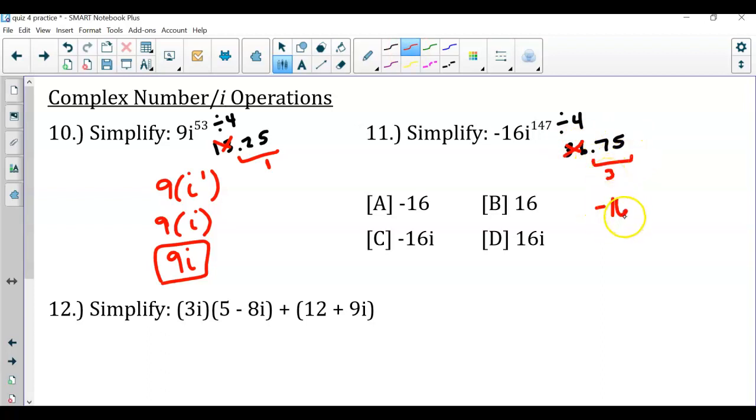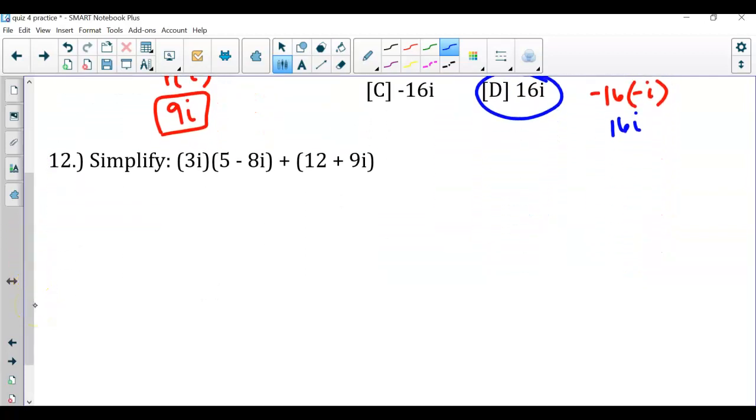This is negative 16 times i to the no longer 147 power, but now i to the third power. The pattern i to the third power is always negative i. Notice how a negative times a negative is a positive. So positive 16i. So that's why here the answer is D.